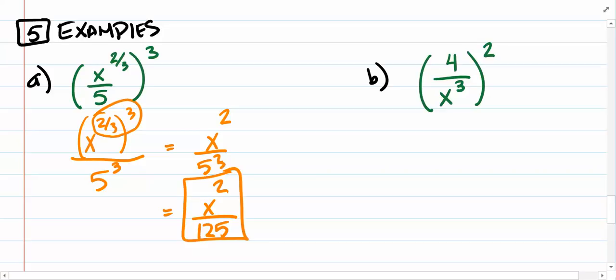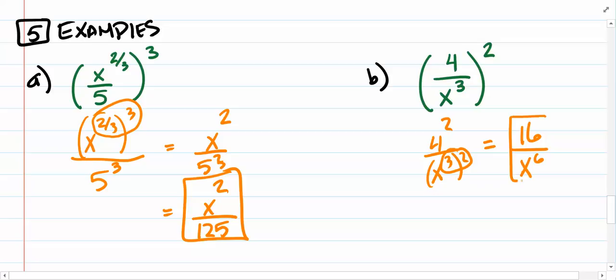Okay, part B, we're going to take this and we're going to say, okay, this is 4 squared over x to the third all squared. 4 squared is just the number 16. X to the third all squared, remember when we raise a power to a power, we multiply. So this gives me x to the 3 times 2 is 6. And there's my final answer for that.